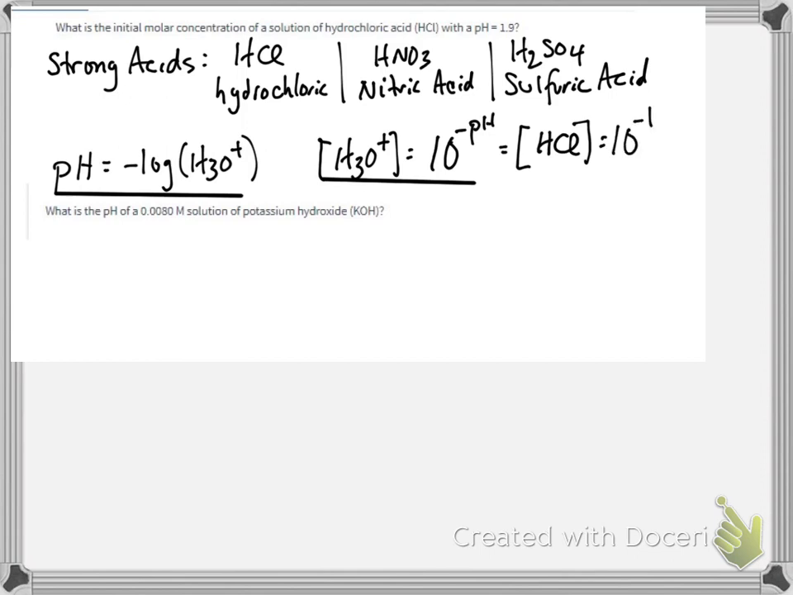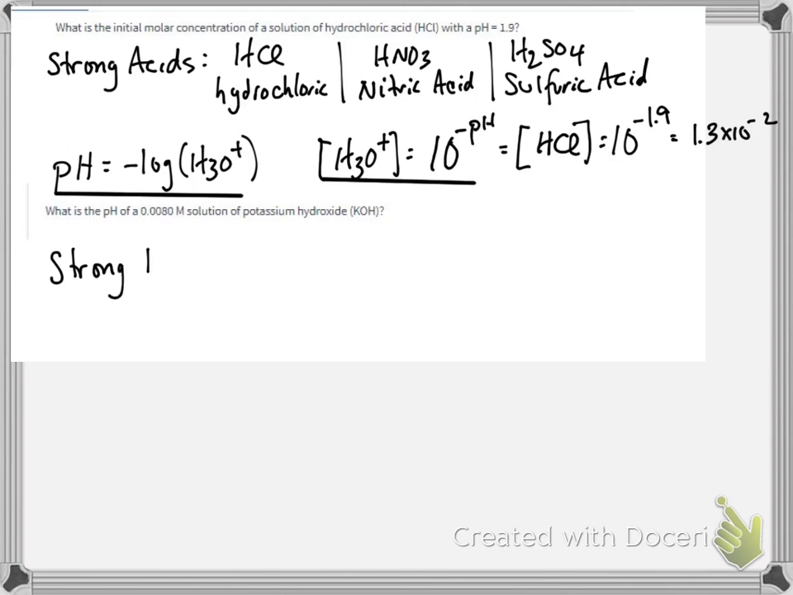Okay, so when we solve for the concentration by taking 10 to the minus 1.9, 10 to the minus pH, we get 1.3 times 10 to the minus 2 molar, and that is the concentration of hydronium, and it's the concentration of the strong acid. They're identical.